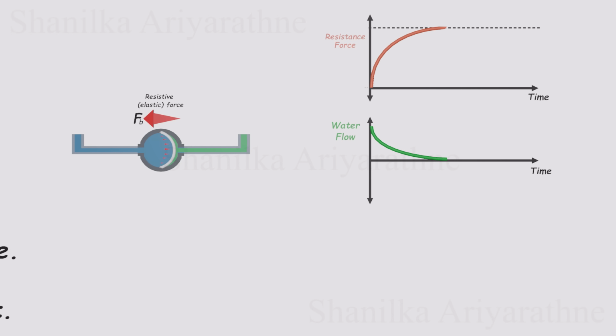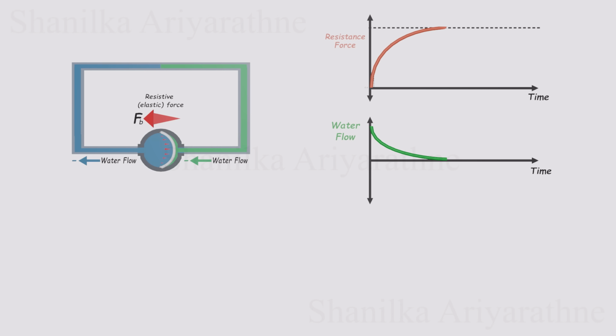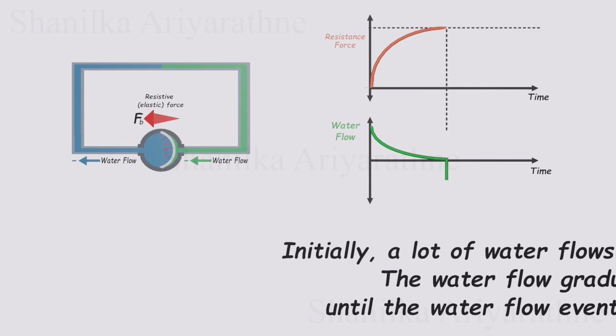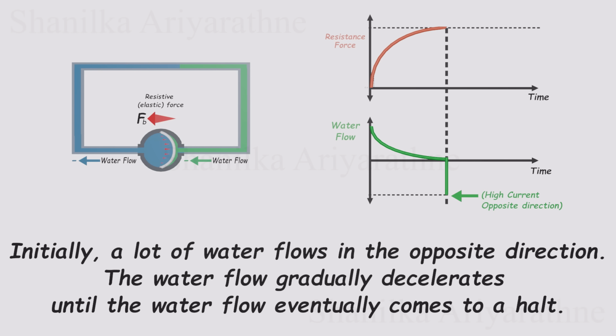If we remove the pistons and connect the two ends of the chamber, the membrane can move the water in the opposite direction and return to its initial state. Initially, a significant amount of water flows in the opposite direction. However, as the membrane begins to contract, the force decreases, causing the water flow to gradually decelerate.